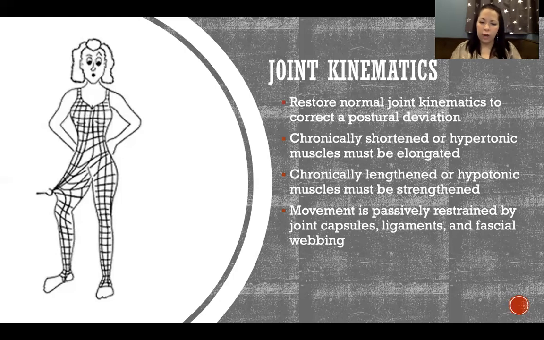Movement is passively restrained by joint capsules, ligaments, and fascial webbing. So those are all examples of connective tissue. So we have connective tissue throughout the body that is restraining our movement passively. Actively would be like muscle and tendon that contracts and actively can change our movement. But the connective tissue of the body acts as passive restraints. So if the connective tissue is stiffening or hardening, that will restrict our normal muscle function and our normal movement and joint kinematics. So connective tissue in general should be pliable. It should be soft and somewhat gelatinous.